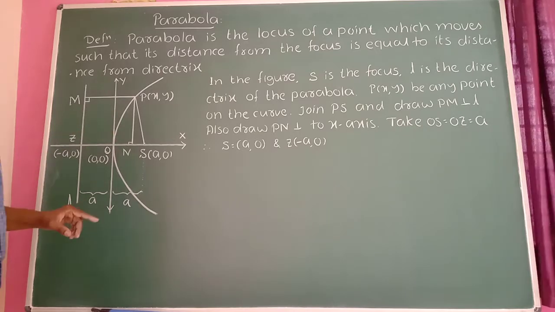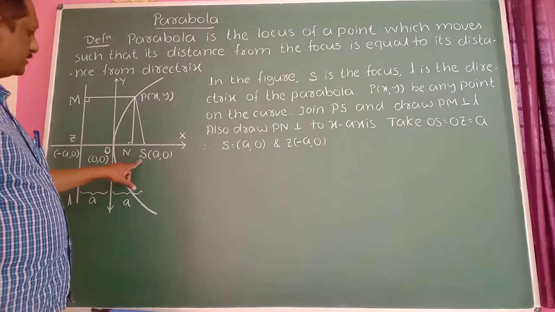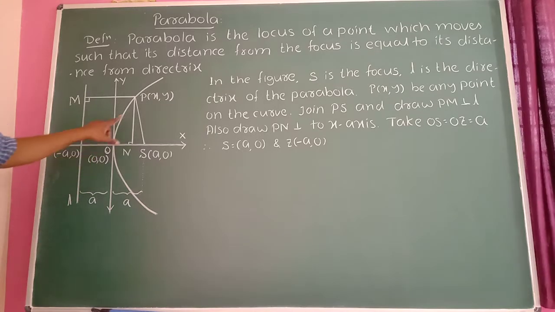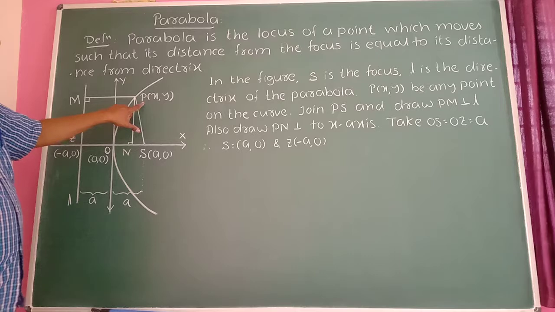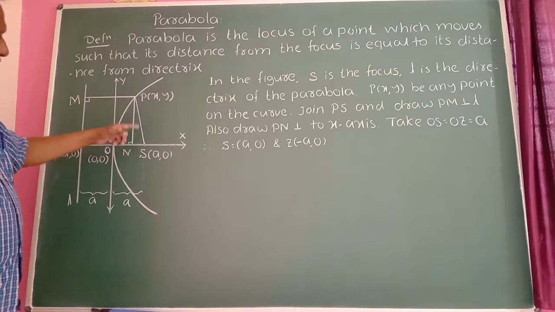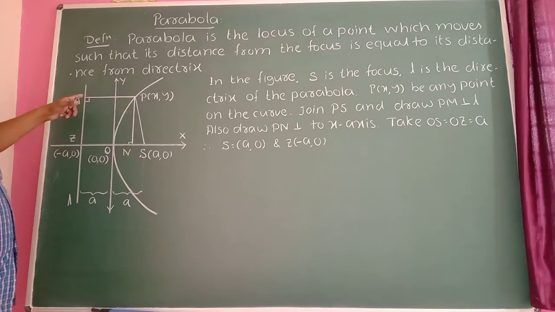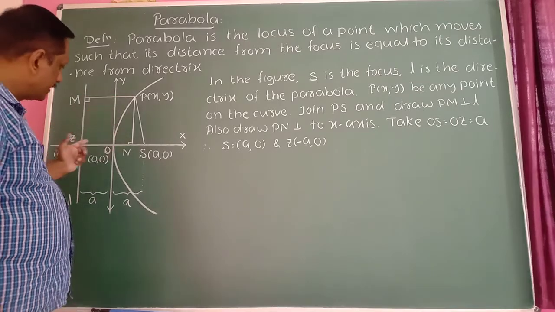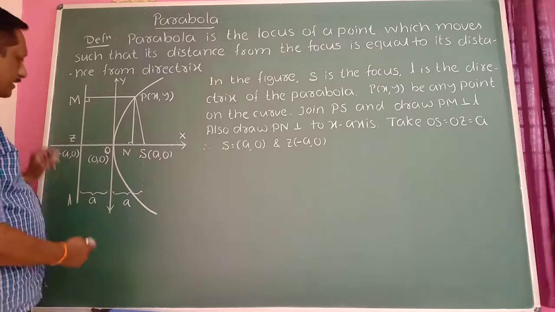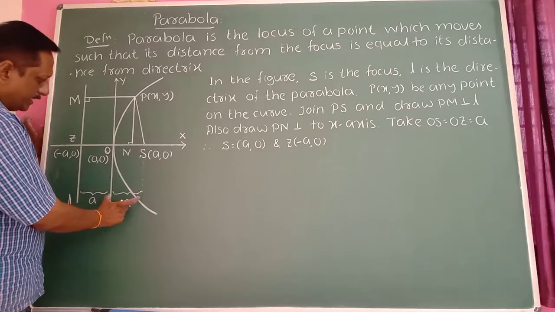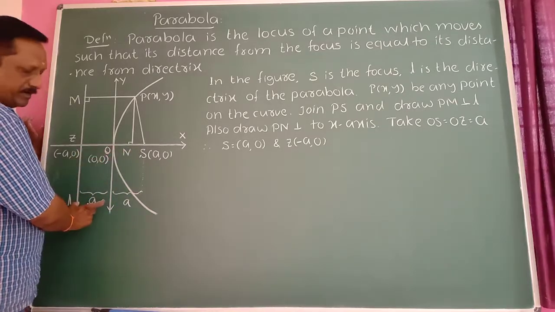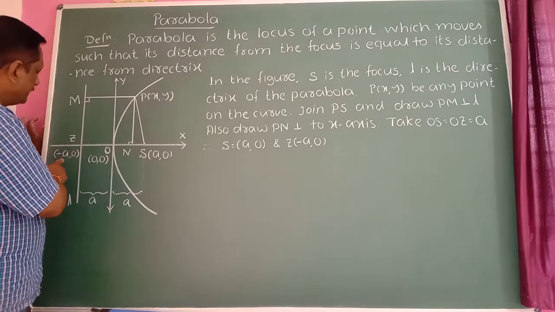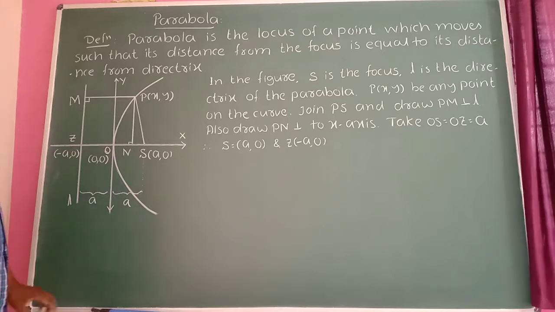Therefore, this is the diagram. Here S is the focus, L is the directrix, O is the origin, P(x, y) is the point on the parabola. Join PS and draw PM perpendicular to the directrix L, and also draw PN perpendicular to the x-axis, and take OS equal to a units, OZ is also a units. As the coordinate of S is (a, 0), the coordinate of Z becomes (-a, 0).